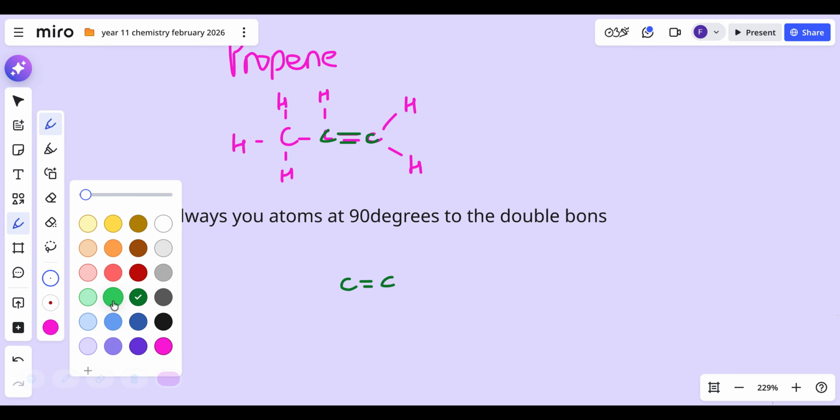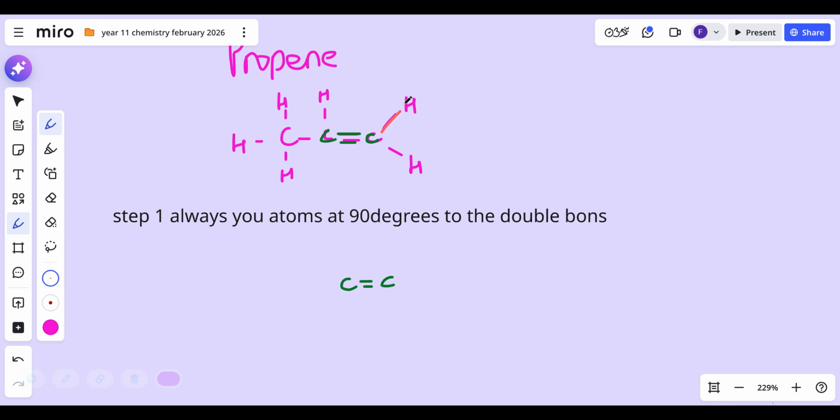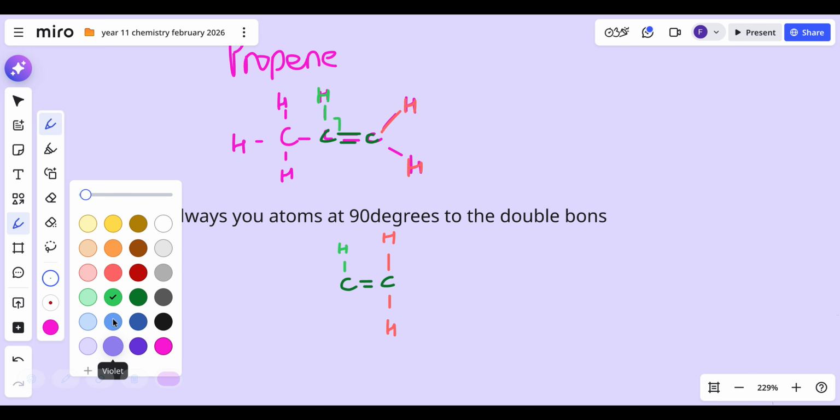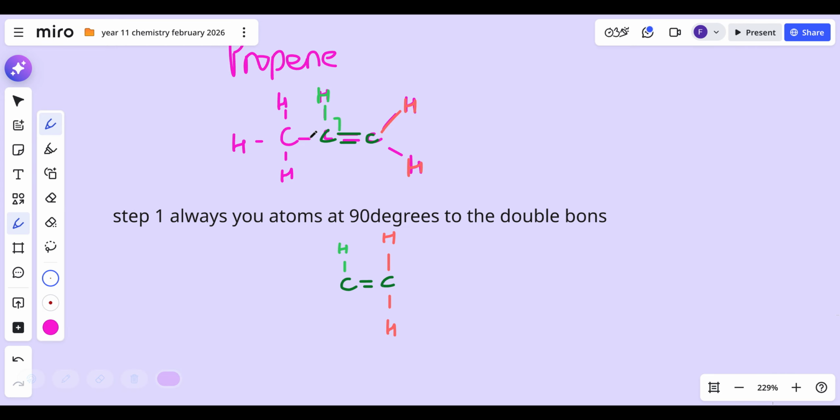I'm going to change colour again, and this time I'm going to have a look at my hydrogen atoms. These are not 90 degrees. So I'm going to draw them at 90 degrees to my double bond. This time I'm going to have a look at this hydrogen here. This is 90 degrees to my double bond, so I'm going to leave it there. Lastly, I'm going to have a look at this group here.